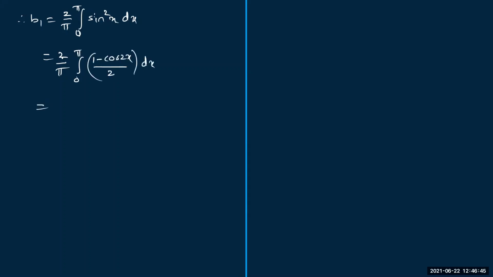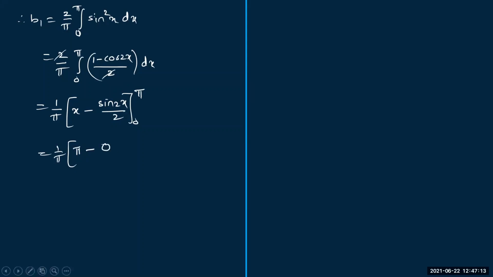So this is equal to, you can cancel this 2. Then we'll get 1 by pi into, now if you integrate this, when you integrate 1, it is x, minus, when you integrate cos 2x, it is sine 2x divided by 2. And the limits are from 0 to pi. So it is 1 by pi into, when you substitute the upper limit x equals pi, it is first of all pi, minus sine 2 pi, and sine 2 pi value is again 0.